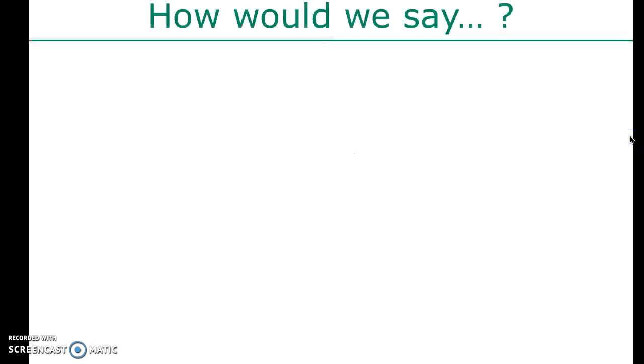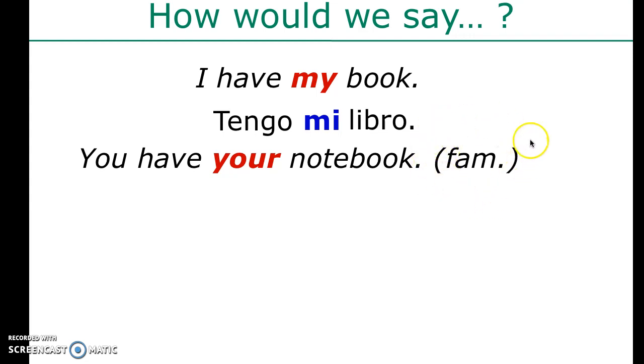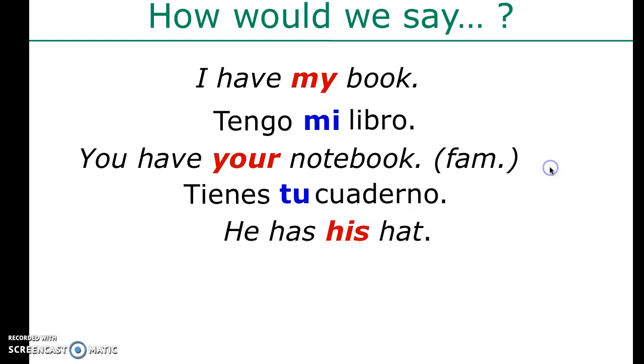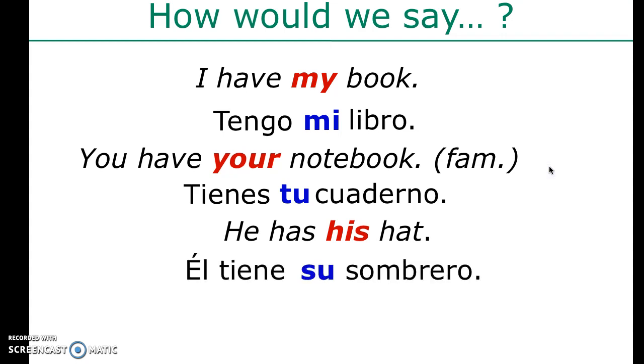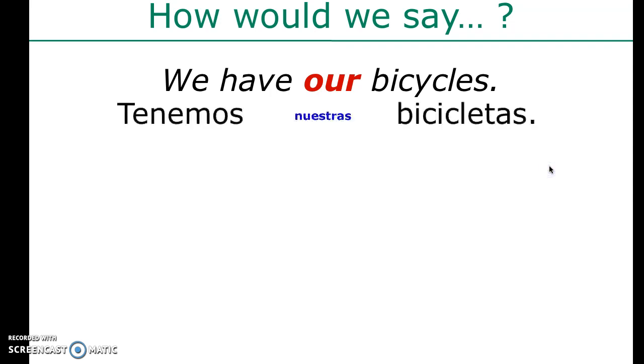Okay, so let's practice a little bit. You may need to pause in between these to make sure that you get sufficient time to figure out what these should be. If I said, I have my book, our answer would be, tengo mi libro, right? So mi is matching with libro, which is singular. You have your notebook, and this is the familiar form. The answer would be, tienes tu cuaderno. He has his hat. Él tiene su sombrero. We have our bicycles. Tenemos nuestras bicicletas. Remember nuestras here. Bicicletas is feminine and it's plural, so it had to agree with both of those.